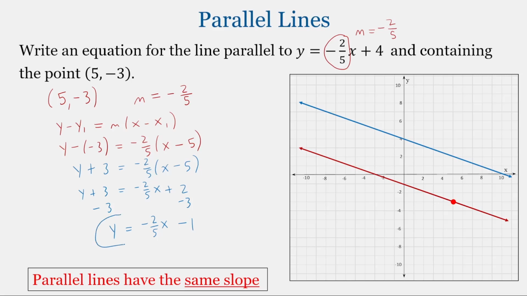So here is an equation for the line that is parallel to y = -2/5 x + 4. They both have a slope of -2/5 and then different y-intercepts. The original equation had a y-intercept of 4, and the line that goes through the point (5, -3) had a y-intercept of -1.